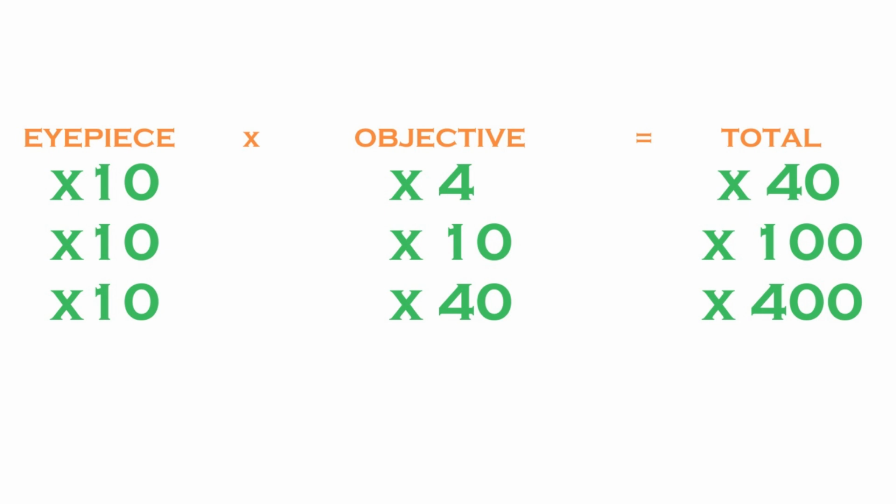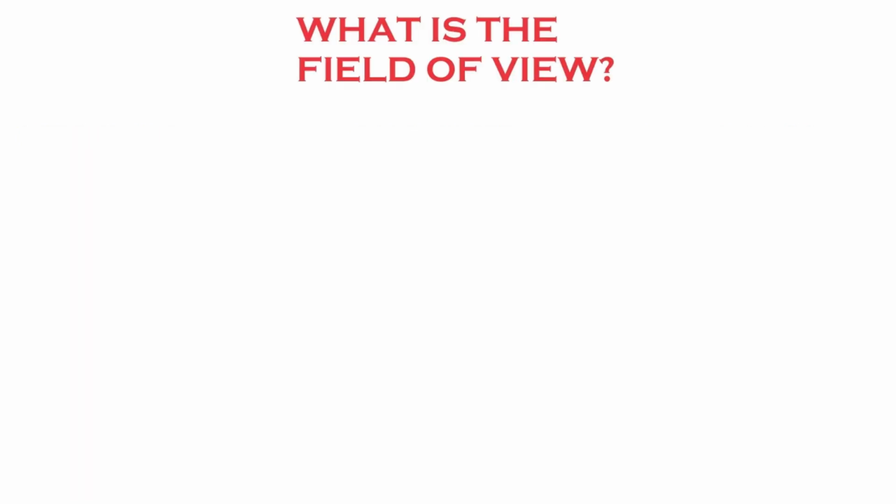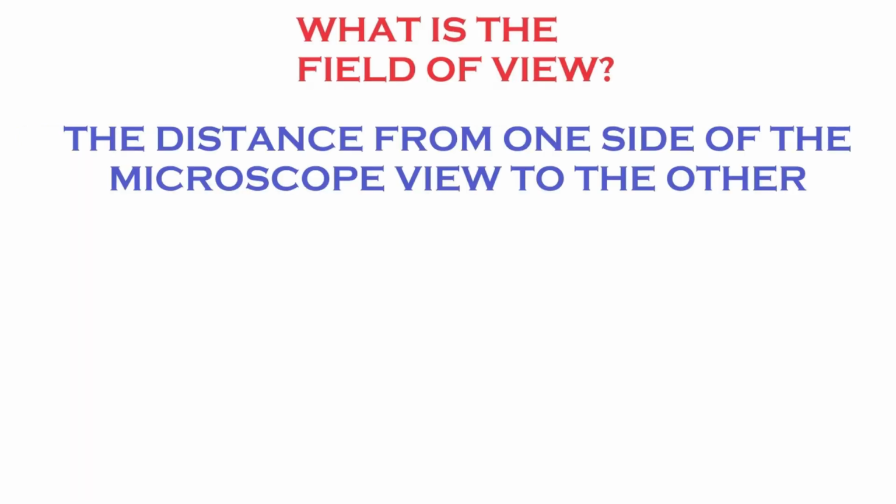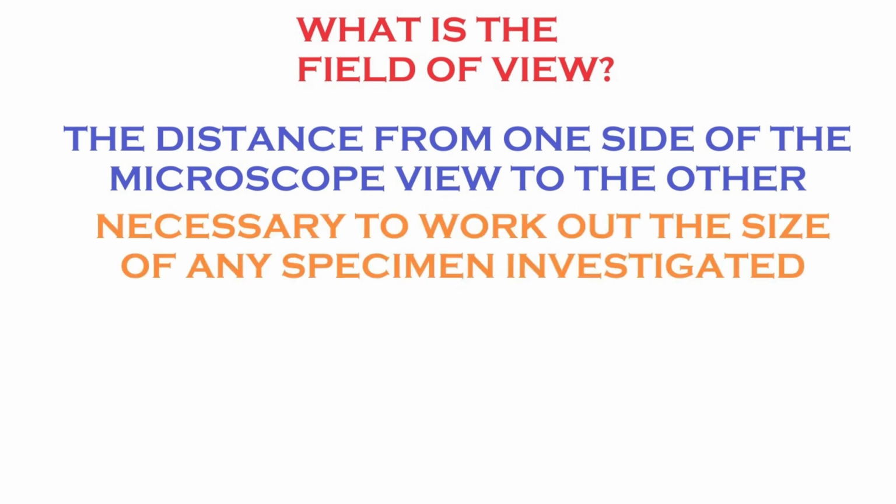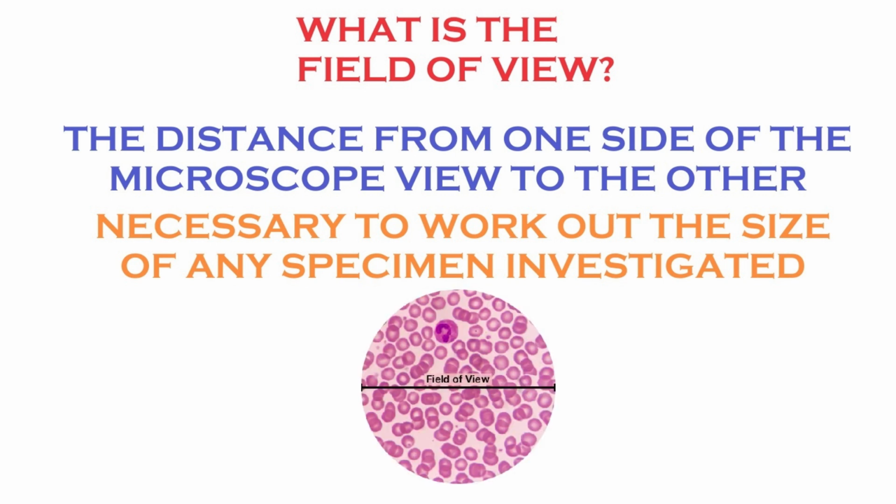Now, what's this all about? Well, we have to work out the field of view. The field of view is the distance from one side of the microscope view to the other. It's necessary to work out the size of the field of view so that we can work out the size of any specimen that's being investigated. And here's a diagram of a field of view across some red blood cells.